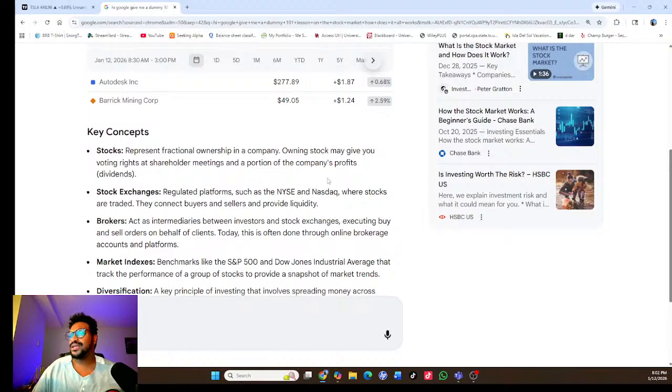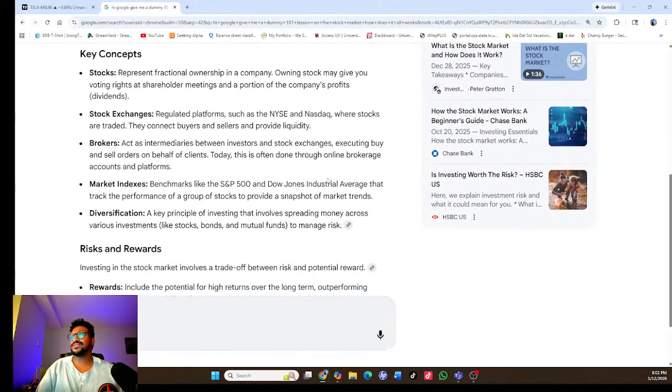All right, key concepts. Stocks represent fractional ownership in a company. Owning a stock may give you voting rights at shareholder meetings and a portion of the company's profits in terms of dividends. Stock exchanges are regulated platforms such as the New York Stock Exchange and NASDAQ, where stocks are traded. They connect buyers and sellers and provide liquidity.